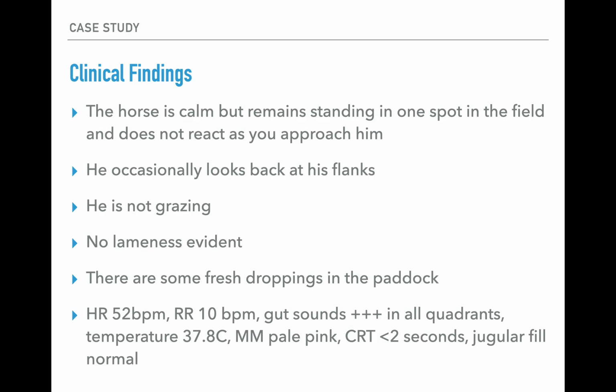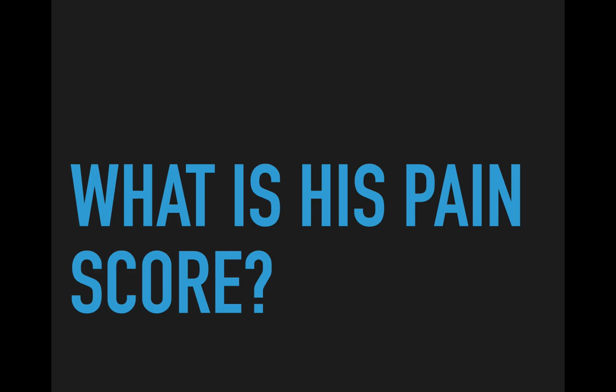Clinical examination then: his heart rate is 52 beats per minute, respiratory rate is 10 breaths per minute, his gut sounds are 3 pluses in all quadrants, so that's left and right dorsal and ventral quadrants of the abdomen. His rectal temperature is 37.8 degrees Celsius, his mucous membranes are pale pink, his capillary refill time is less than 2 seconds, and his jugular fill is normal. So they're just some basic clinical findings. You can think about that and how they compare to the findings for a normal horse.